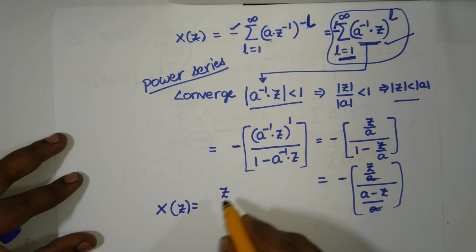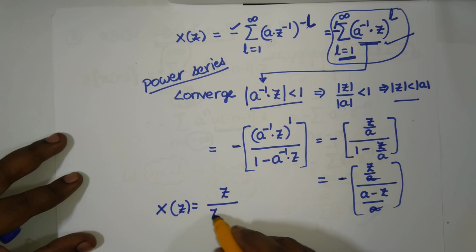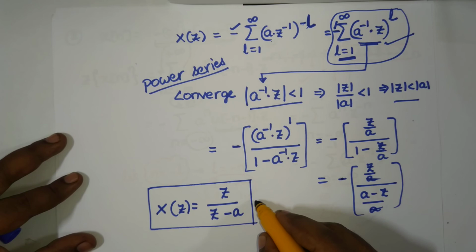Now x of z is z by minus into this. I can take minus common, so the denominator becomes z minus a. Now this is what, say, closed form 2.